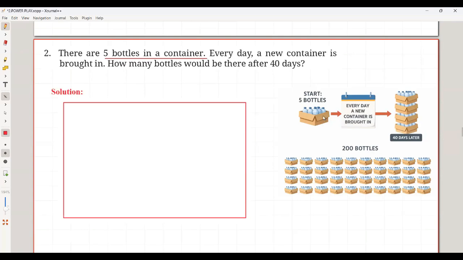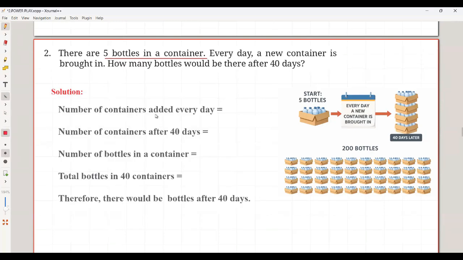So this type of pictures are not given in the book. For your better understanding, I have brought the pictures. Now we'll go with the solution. Now here, number of containers added every day. How many containers are added every day? One container is added every day, as it is given every day a new container. So number of containers after 40 days will be 40 containers. One day one container, 40 days means 40 containers.